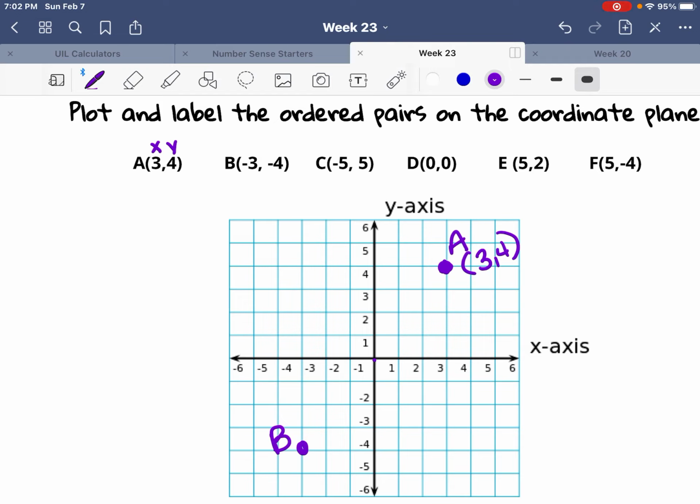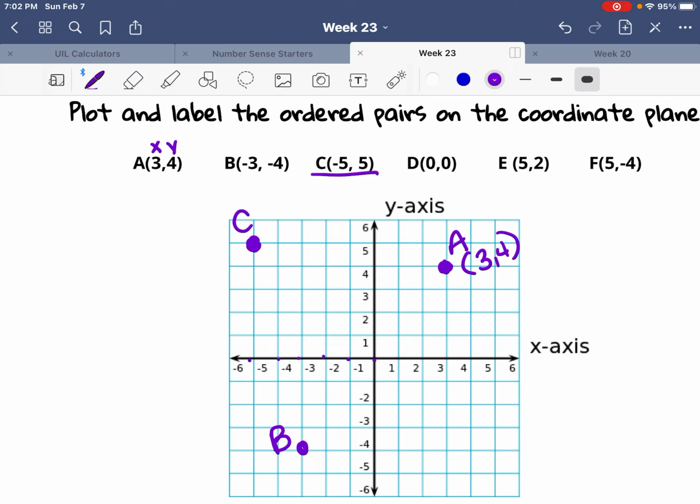Okay? Now let's plot C, (-5, 5). So I go to -5, and even if there aren't numbers, you can count the lines, -1, 2, 3, 4, 5. And then I go up to +5, 1, 2, 3, 4, 5. And where those two things intersect, that is point C.